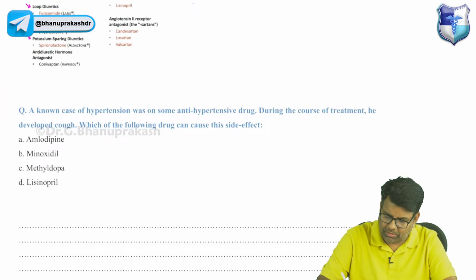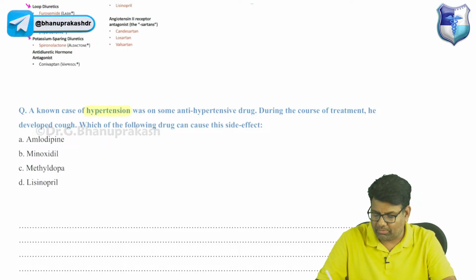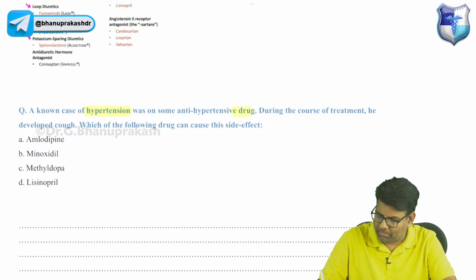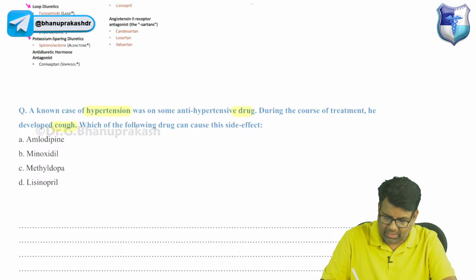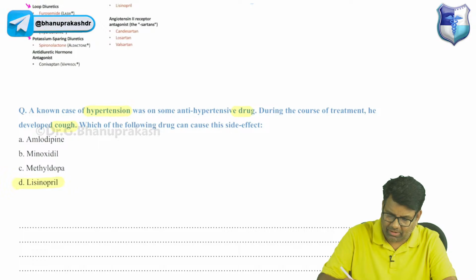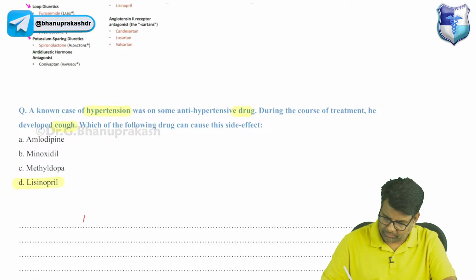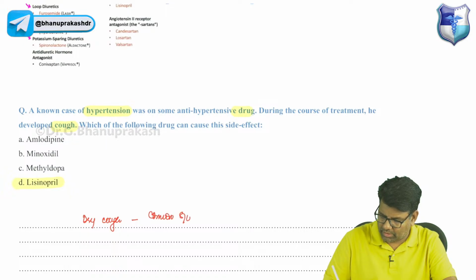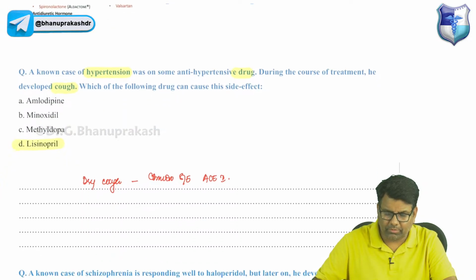Now, next question. A known case of hypertension was on some antihypertensive drug, but during the course of the treatment, he developed cough. Which drug can cause it? I think this is a very basic question. So this is dry cough, a very common side effect of ACE inhibitors. Yeah, dry cough.